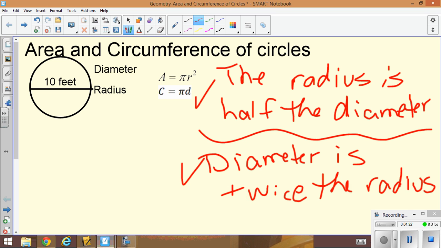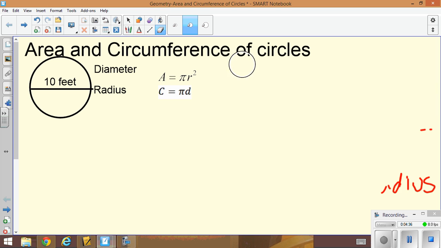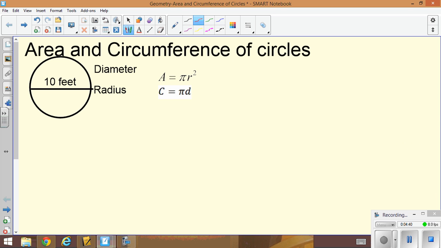So let's find area and then circumference of the circle. We'll talk about circumference when we get there. I'm going to start by finding the area of the circle. I start by writing the formula. So please copy everything you see that's in red. Area equals pi r squared.